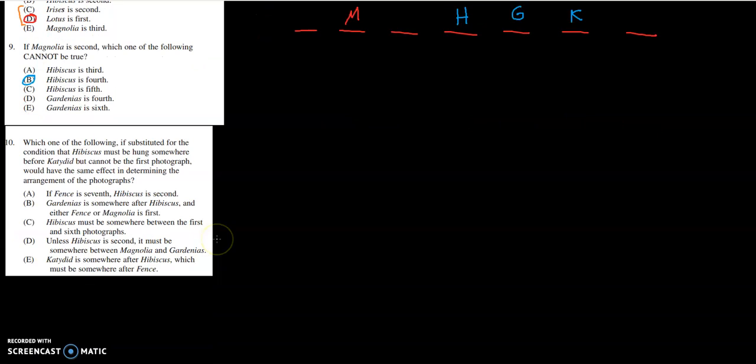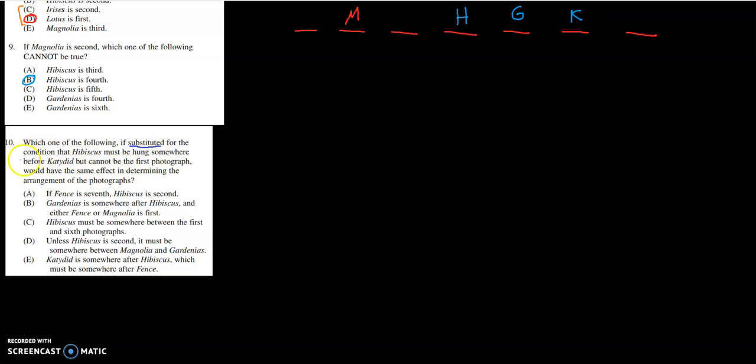Okay, last one. Which of the following, if substituted for the condition, would have the same effect? Okay, this is very important. A rare type of question, but they're not terrible as long as you understand what's going on. This is what's called a substitution rule, where I'm removing a certain rule and putting something else in its place, but the two rules would have to have the same effect.